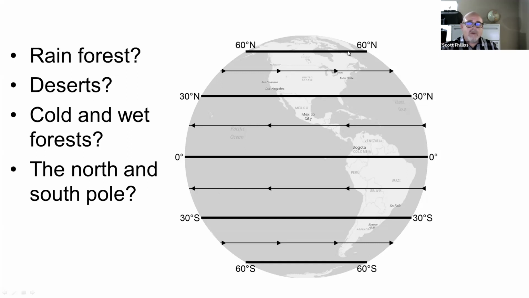Up here in the north, like in Canada, is where we have cold and wet forests. Not so much in the south because there's not much land there, and then in the North and South Pole, you're going to have cold and dry conditions. So these pressure belts really set up, along with the winds, kind of a global template for the kind of conditions you're going to have in different parts of the earth.